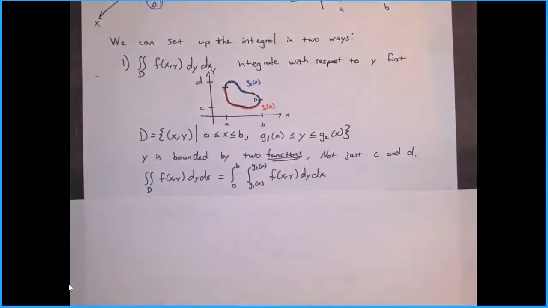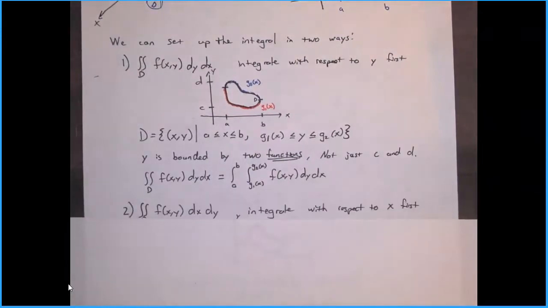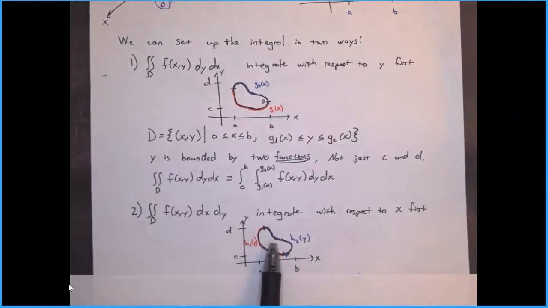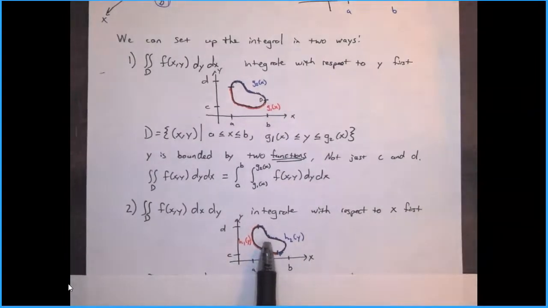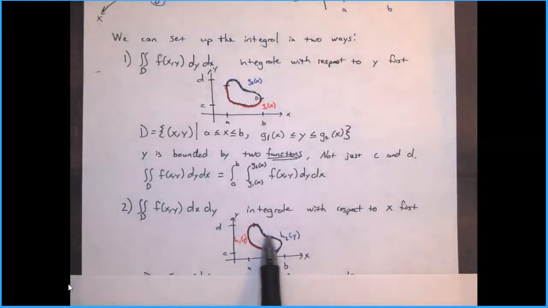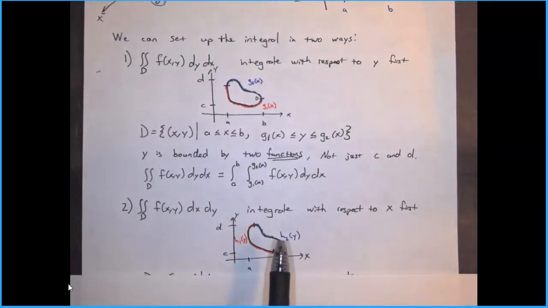A second way to set this up is by integrating with respect to x first. If I want to integrate with respect to x first, I want to start thinking of how I can be bounded in this region in a horizontal way. Because if I'm integrating with respect to x first, I'm moving horizontally. So I start thinking in terms of moving from left to right.